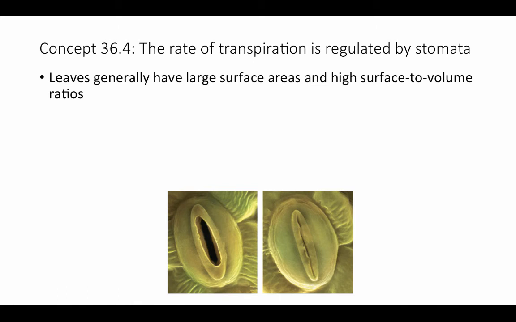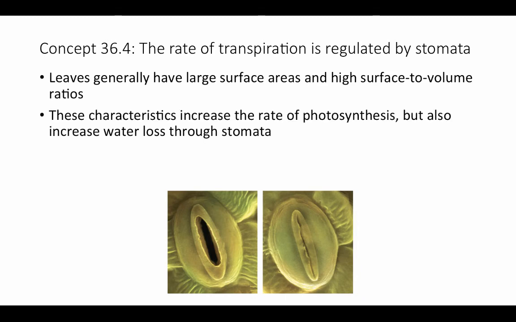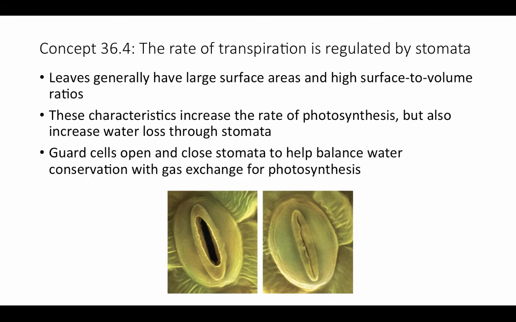So what does determine the rate of transport of water in the xylem? So it's going to depend on the rate of transpiration, which in turn is going to be regulated by these little openings called stomata that we've been hearing so much about. So remember that leaves generally have large surface areas and high surface to volume ratios. And these characteristics are going to increase the rate of photosynthesis, but also will increase the rate of water loss through the stomata. So remember that stomata have these little guard cells flanking them that are going to open and close to help maintain water balance at desired levels, and it's going to help to balance water conservation with the need for gas exchange for photosynthesis.